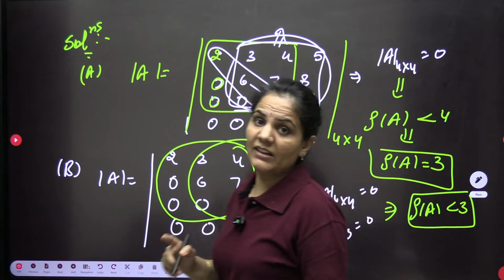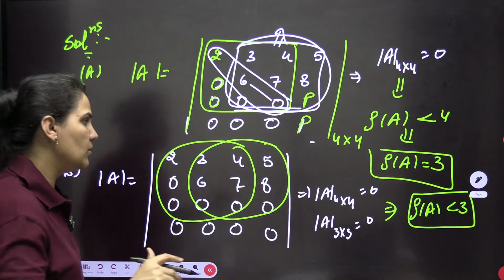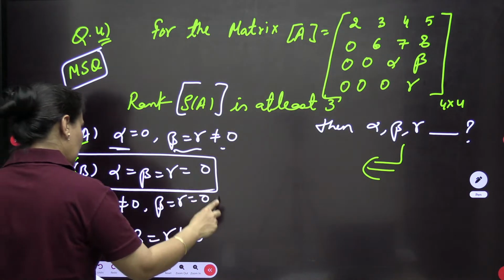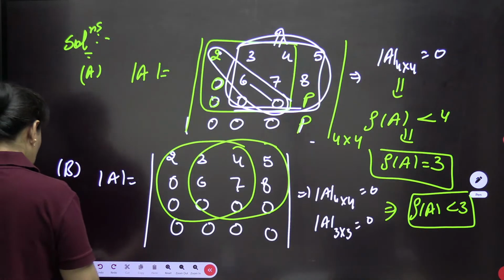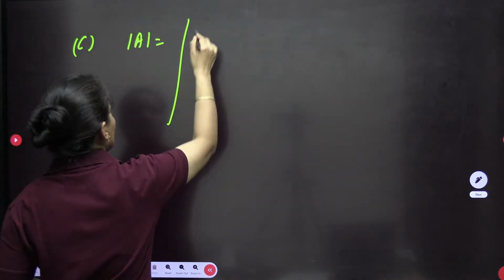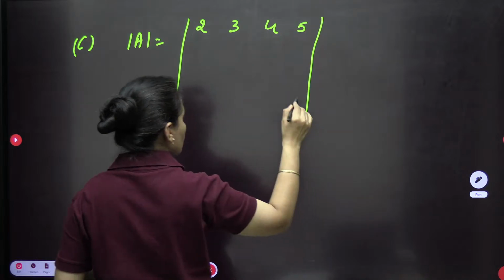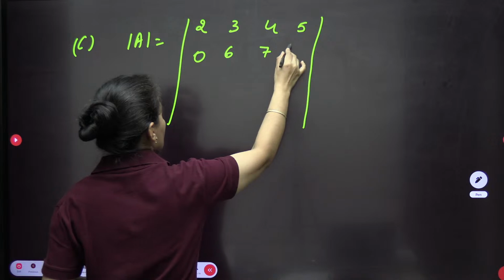The rank of matrix A will be less than 3, and your question is asking for at least 3, so no, that's not working. Now I am checking the third option, where alpha is not equal to 0, but beta and gamma are 0. Let's check it out. Alpha is not equal to 0, so the first row is 2, 3, 4, 5.